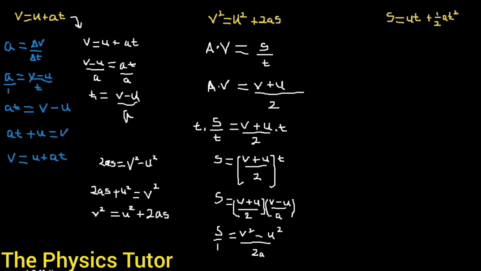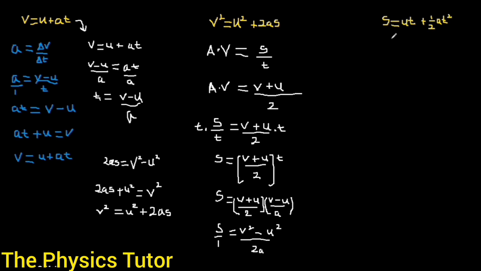u square plus 2as. To prove the equation on the right side, earlier on in this video, we said that s is equals to v square minus u square divided by 2a. Let me write that. If you take a closer look at this equation, you will realize that the only quantity that is missing here is v.